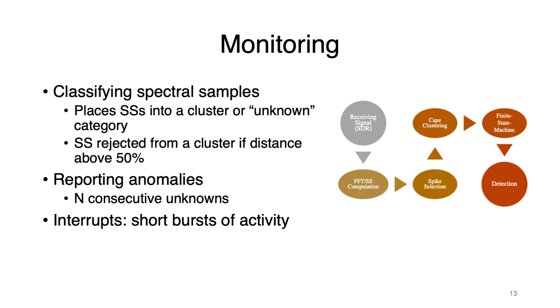Another important consideration was interrupts, which are seen as short bursts of activity in the signal. The way they handled that, they said, is to train on samples of performance when interrupts occur, so that it can cluster those as well and identify them as normal behavior instead of an anomaly.